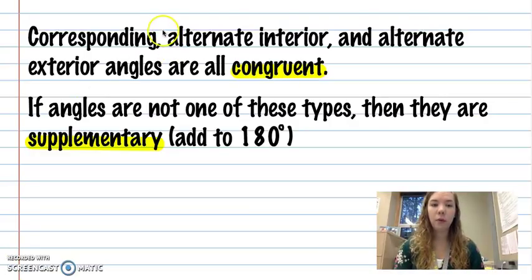So we just wrote this last sentence on the last page, so you don't need to write it again. But I do want you to write this second sentence. If angles are not one of these types, then they are supplementary, which means they're going to add up to 180 degrees. Okay, so again, pause, write down that second sentence.